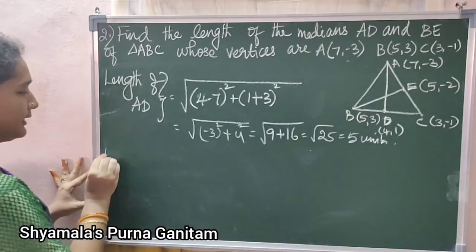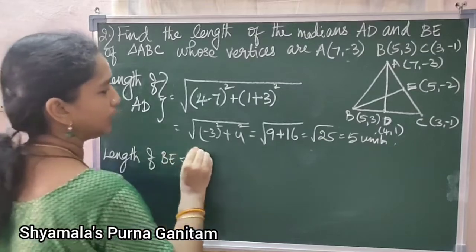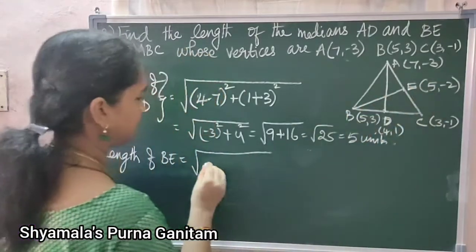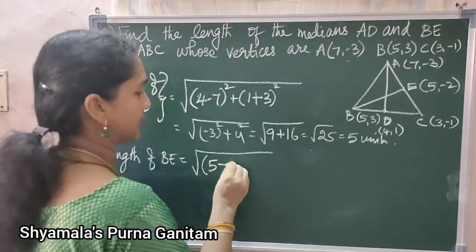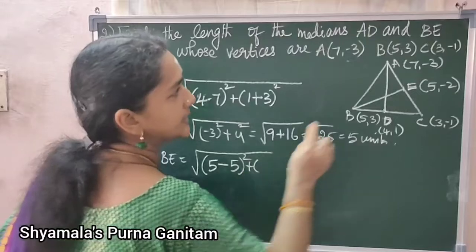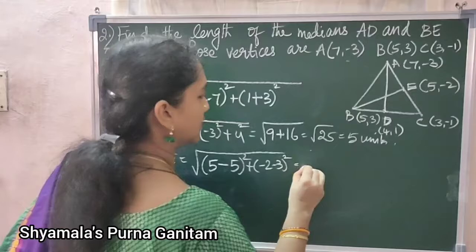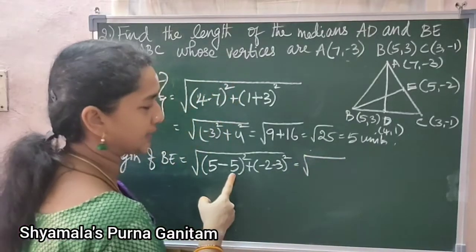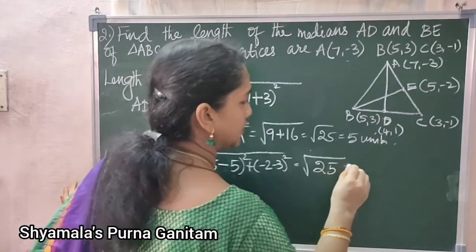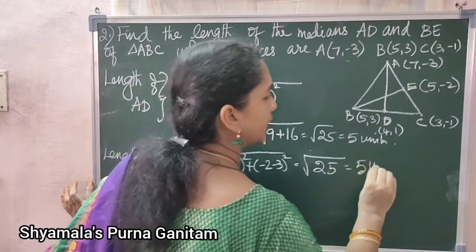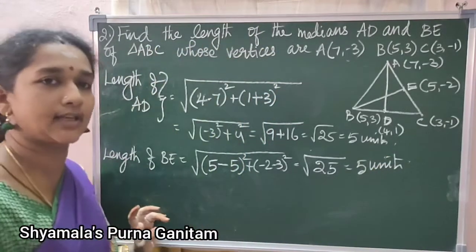Length of AD. Then length of BE is equal to root of B and E. So x2 minus x1 the whole square plus y2 minus y1 the whole square. So this one will be root of 5 minus 5, 0. Minus 2 minus 3 is minus 5 the whole square. That is 25. So that is 5 units. Okay. This is the thing they are asking you to find.